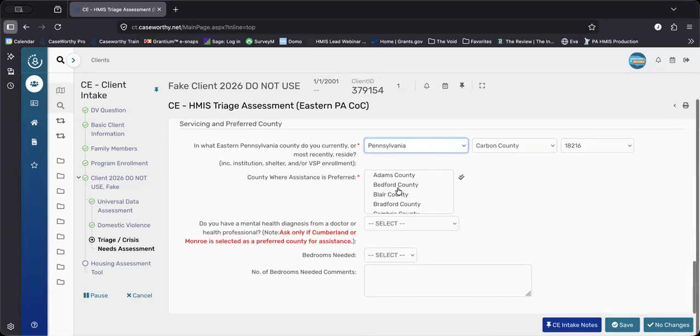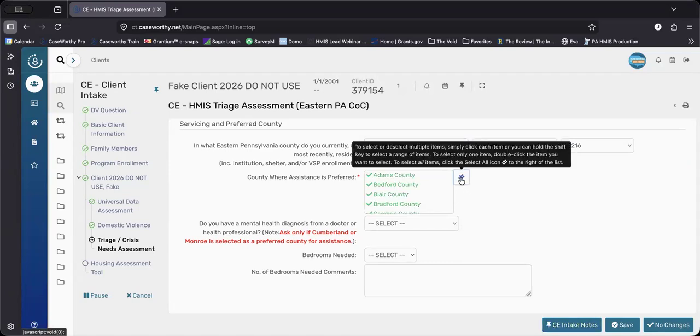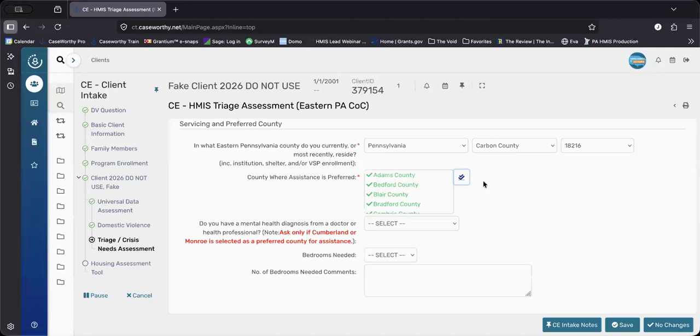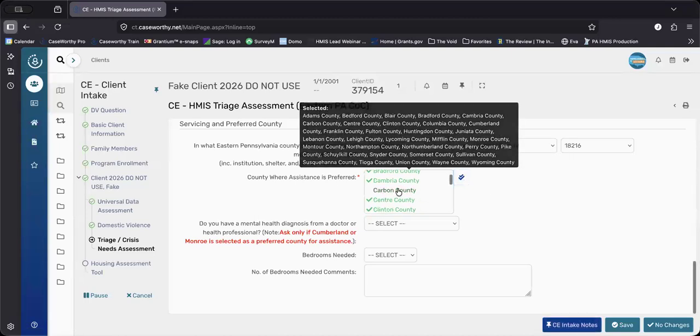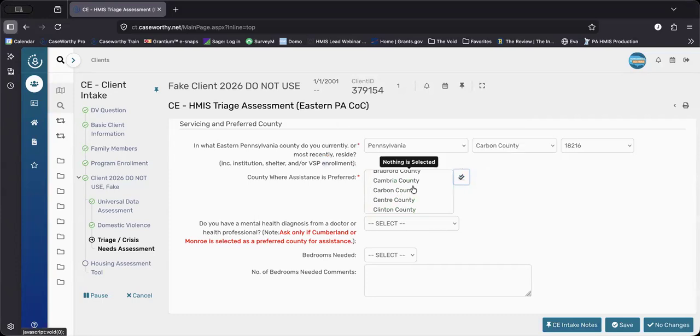Going back to county where assistance is preferred, it's possible that households will say, I'm willing to go anywhere where there is a housing opportunity. Technically, you could just check the double check mark and check them all, or use that to remove a few of them. But the other option is really just to check the counties that they are willing to relocate to. So nothing there has changed. The reason that we ask this is, again, so that particularly our regional managers can help make referrals, and you are able to make referrals to as many options as reasonably possible.